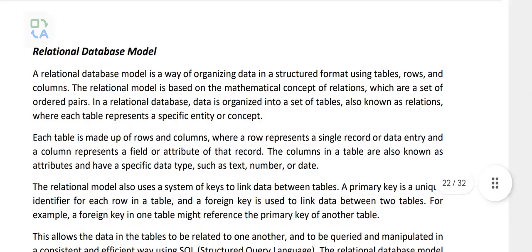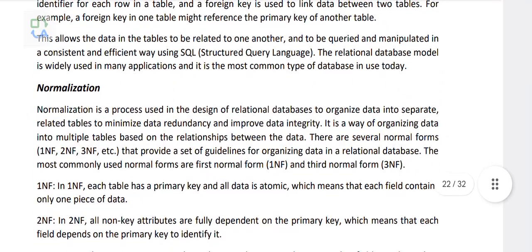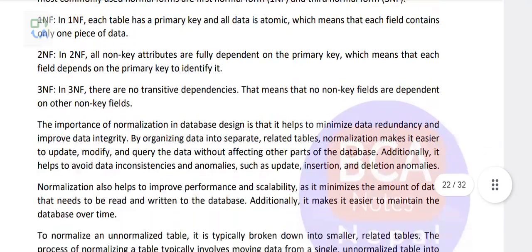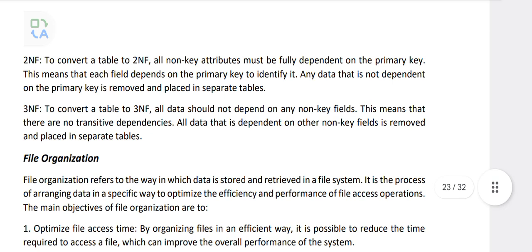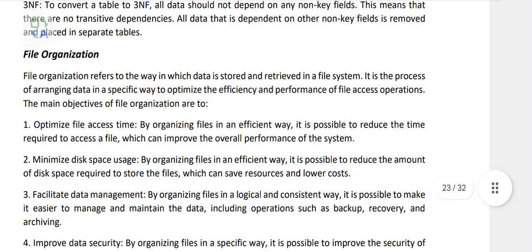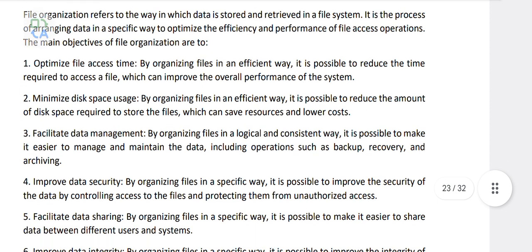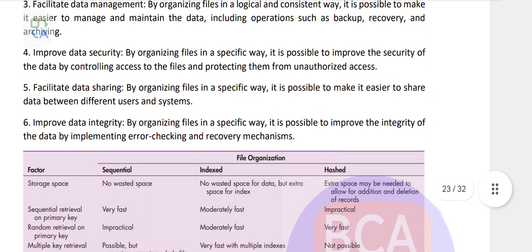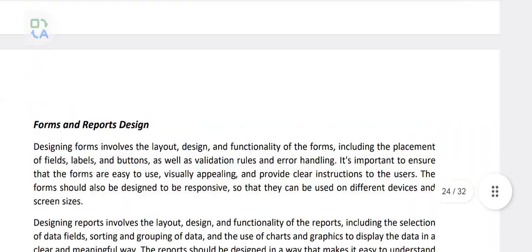Relational database design: the reducer method is used to key the link of the data between tables, normalization. The normalization process is used to design the database: 1NF, 2NF, 3NF. Convert to normal forms. File organization: optimize the file access, minimize the disk space used, facilitate the data management, improve the data security, facilitate the data sharing, improve the data integrity. Designing forms and reports.